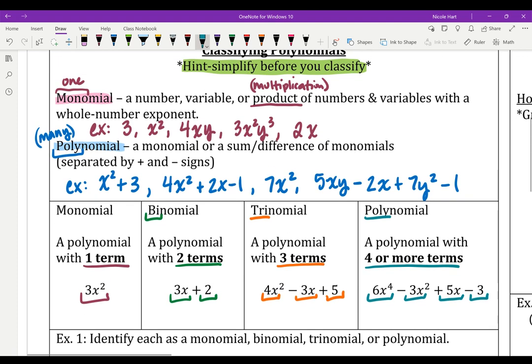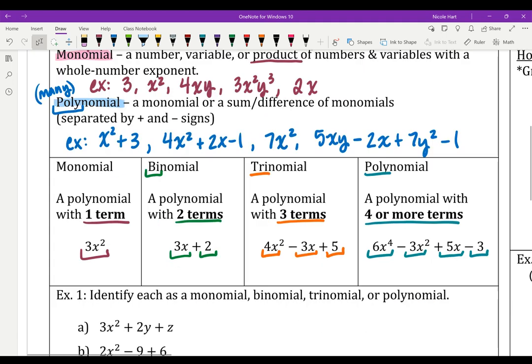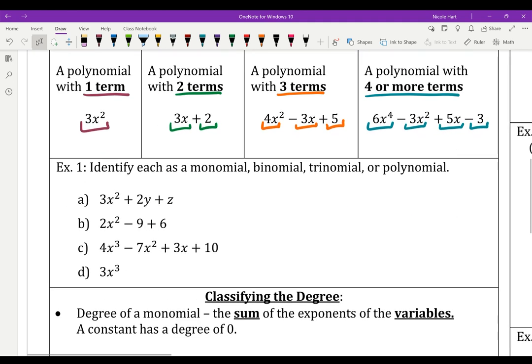Now, as I said earlier, we always want to simplify before we classify, and that's going to be true every single time. We're going to check. We're going to simplify or combine like terms. That's what that means.